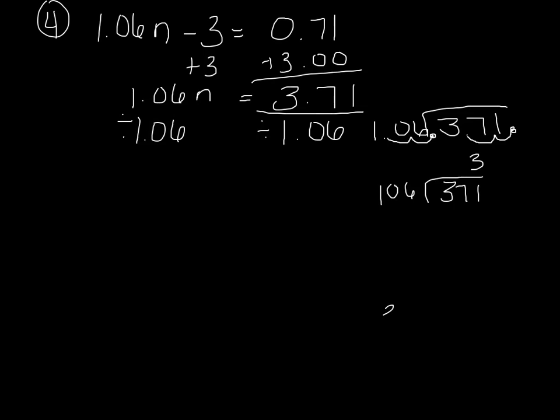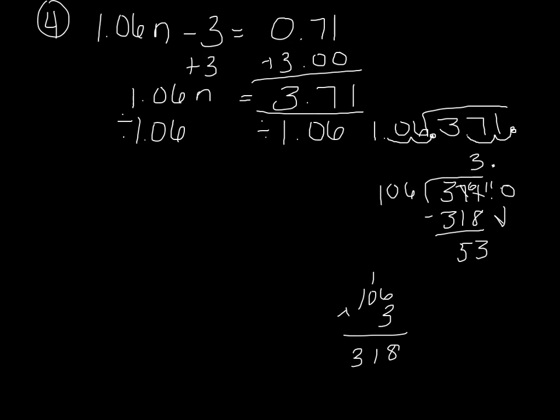And 3 times 106: 6 times 3 is 18. 3 times 0 is 0, plus 1 more is 1, so 318. Okay, 6. 11 minus 8 is 3. 6 minus 1 is 5. That would be 0. Add my decimal point. Bring down a 0. 530.